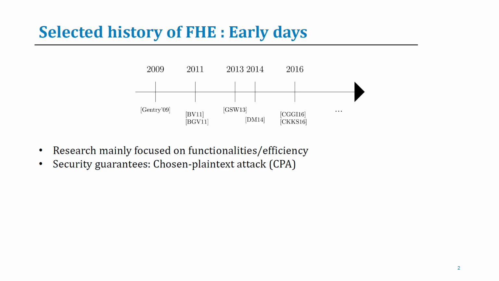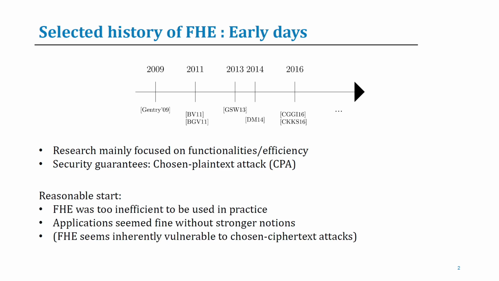But from a security standpoint, it was essentially only considered in the context of chosen plaintext attacks. This was probably very reasonable to start with, because FHE was very inefficient anyways, so stronger security models might not have been so relevant. And if you think about the most obvious application, outsourced computation, it wasn't quite clear if it really needed something stronger. I also sometimes think it was because it just seemed a pretty hard problem to get something stronger, because FHE seems inherently vulnerable to CCA attacks, chosen ciphertext attacks.